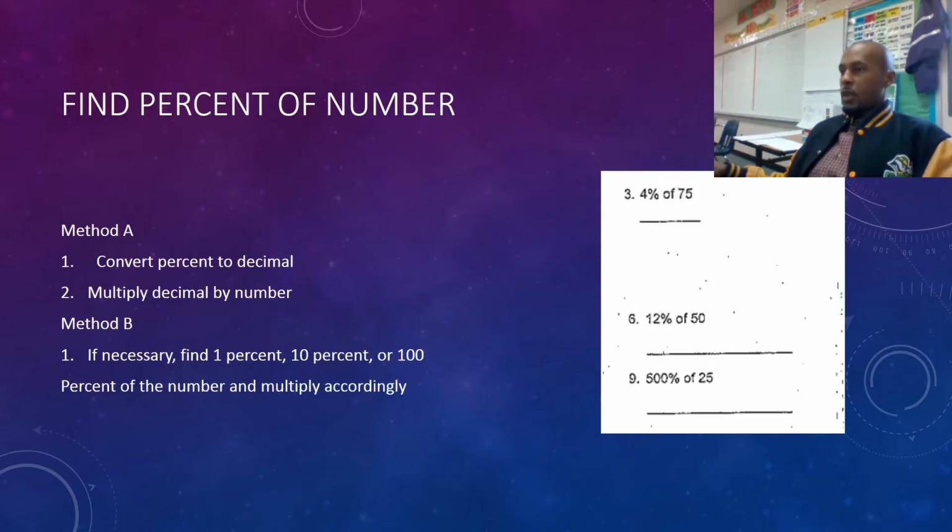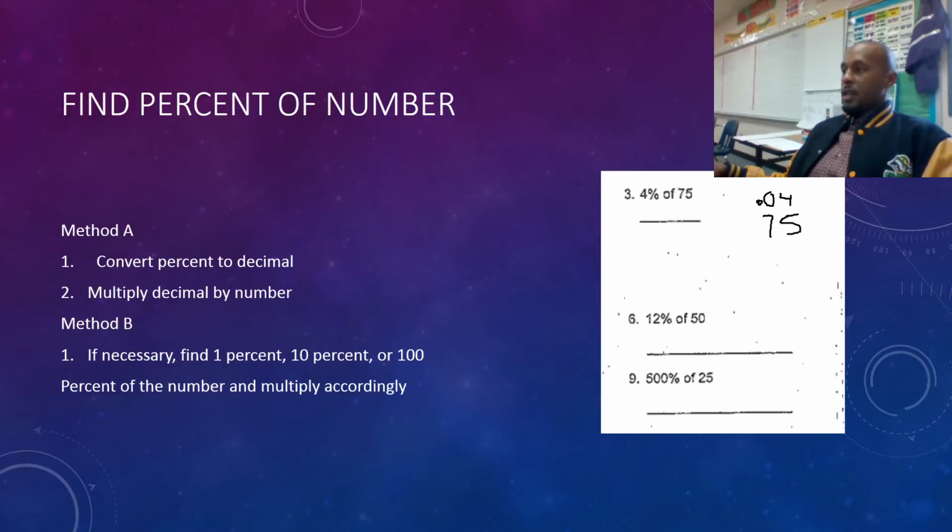Easy breezy. So finding the percent of a number: all we do is convert our percent to a decimal, and then we multiply that decimal by the number. That's method A. There are other methods that you can use. You guys know that. We've gone over this in class. Another thing that we can do is find 1% or find 10% or find the percent that best fits our problem. So for number 3, I could do 0.04, because to convert from percent to a decimal, I move my decimal place over 2 times. I can do 0.04 times 75.